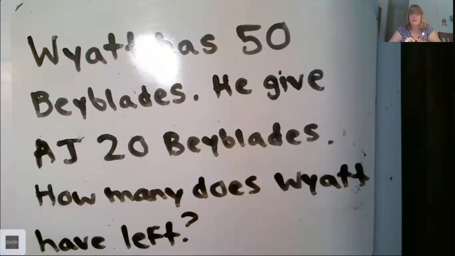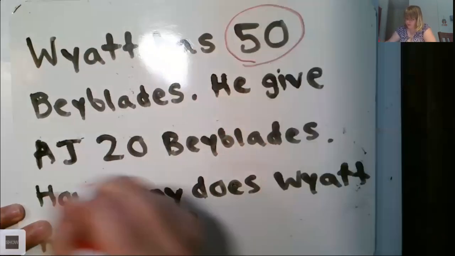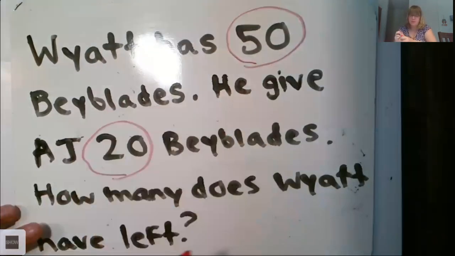So remember, we use CUB to help us solve word problems. So that C in CUB means that first we want to circle our numbers. So we're going to look at our problem and we're going to see, oh, I've got 50 and 20. So these are probably the 2 numbers that I'm going to be working with for that problem. Our second step in CUB is that we're going to underline keywords. So keywords help us figure out if we're adding or we're subtracting.